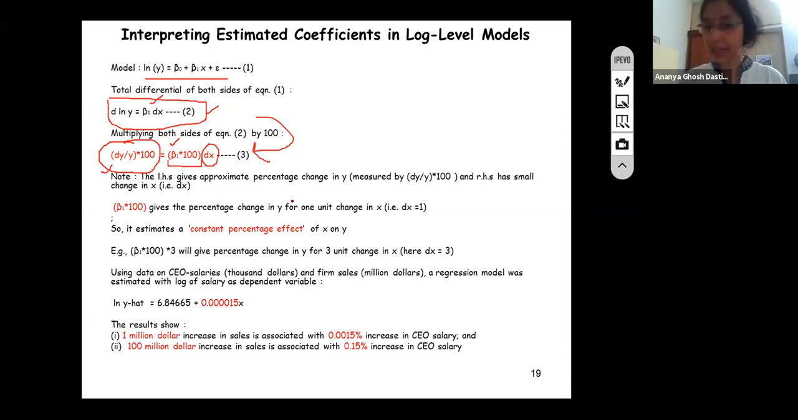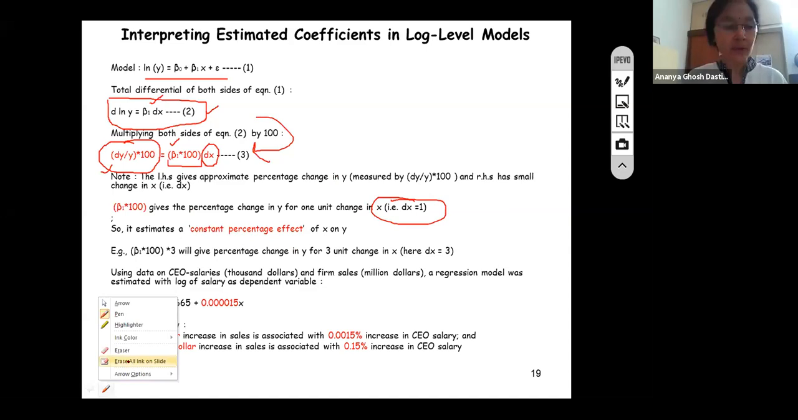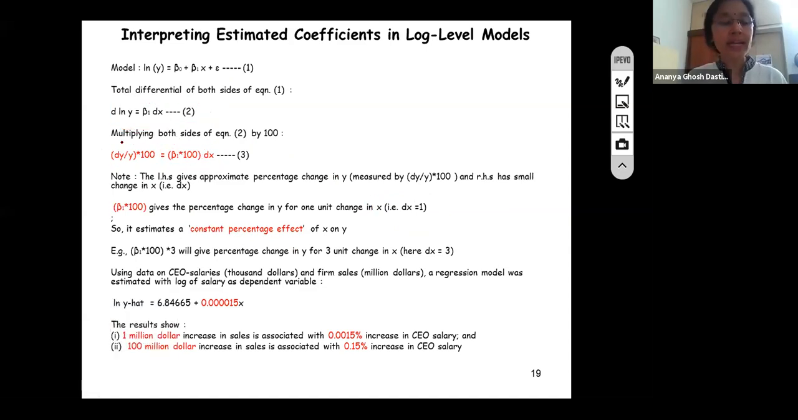So let us now put the small change in x equal to 1. Let's put dx equal to 1. Then what are we left with? We are left with dy by y into 100.